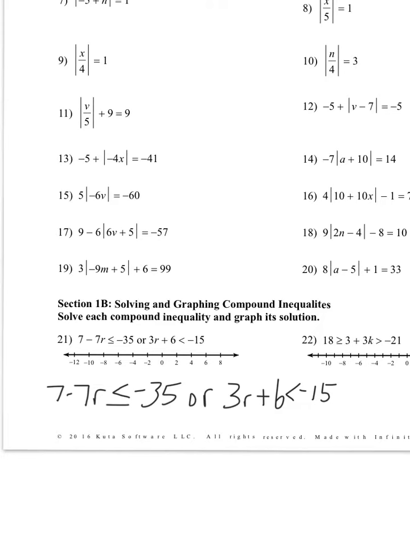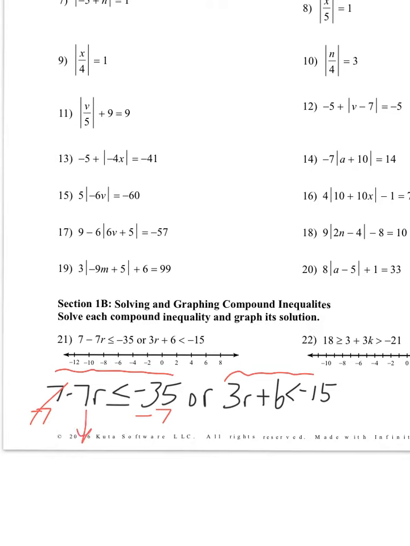But if you have an or compound inequality, you have two parts to the or statement. You've got this side over here, which is 7 minus 7r is less than or equal to negative 35, or 3r plus 6 is less than negative 15. Two parts to it. You need to solve each part. So think about what you've learned with equations and inequalities, in this case inequalities, and you want to get r alone. So we're going to do that over on the left-hand side of the or statement. We're going to get rid of this first 7 here by subtracting 7. We have to do that from both sides.